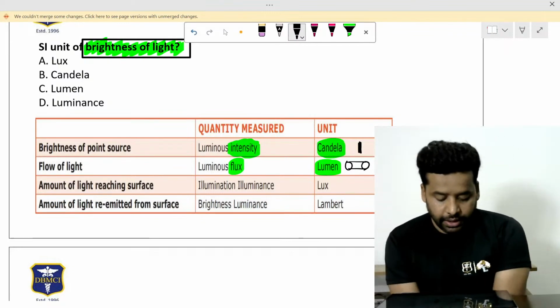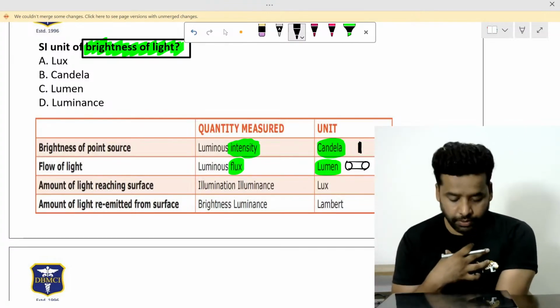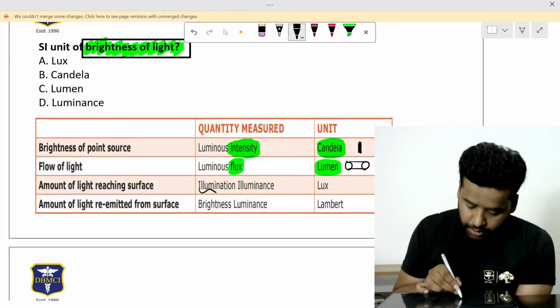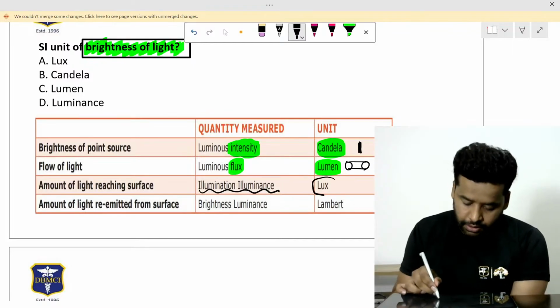The amount of light reaching the surface. So if it is touching you, remember like this, illumination or illuminance. When you're using Lux soap, na?